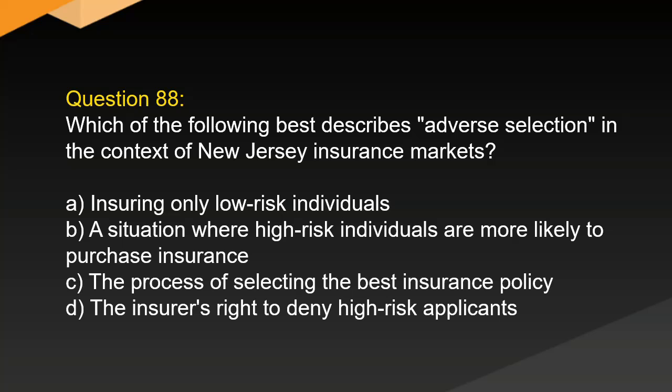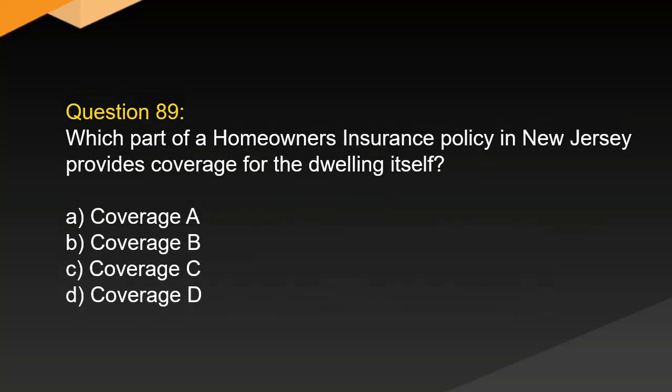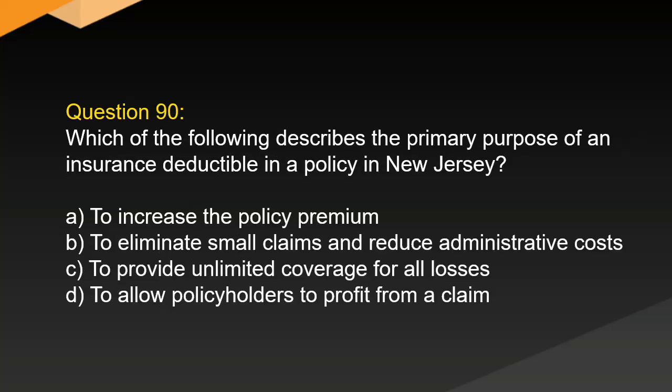The insurer's right to deny high-risk applicants. Question 89. Which part of a homeowner's insurance policy in New Jersey provides coverage for the dwelling itself? A. Coverage A. B. Coverage B. C. Coverage C. D. Coverage D.